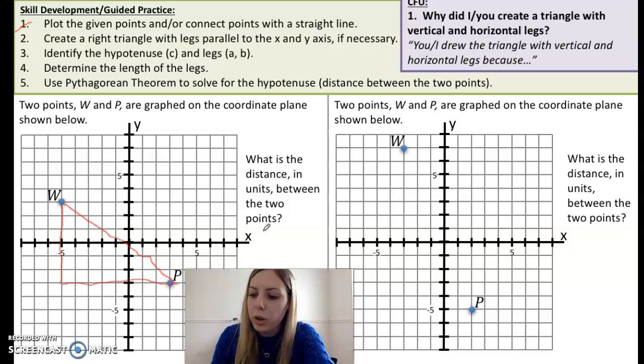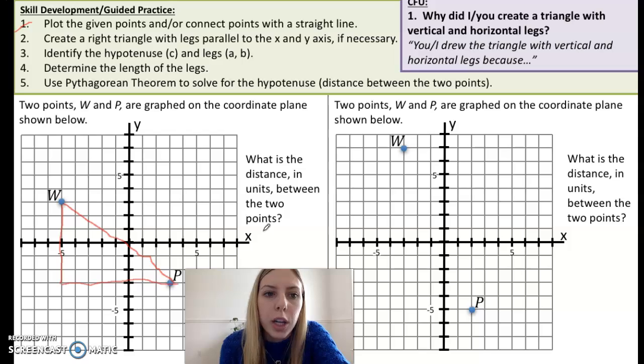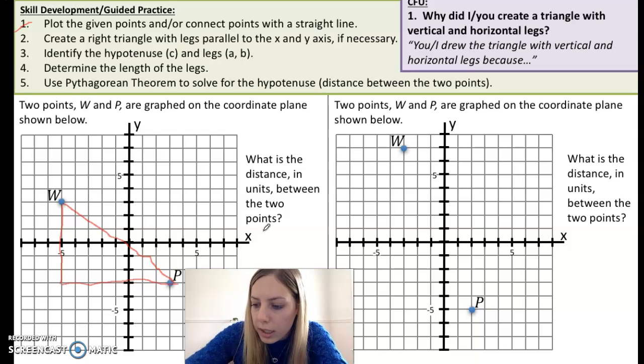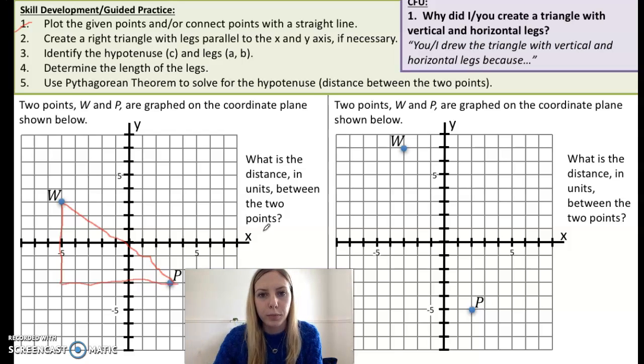Okay, so right now all you're going to be doing is step number 2. Create a right triangle with legs parallel to the X and Y axis if necessary. So we're going to be connecting and making a right triangle. So I'm going to complete yours as well. Right now you are completing and making a right triangle on your blank piece of white paper.